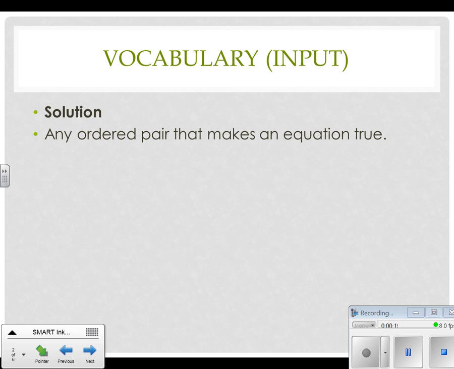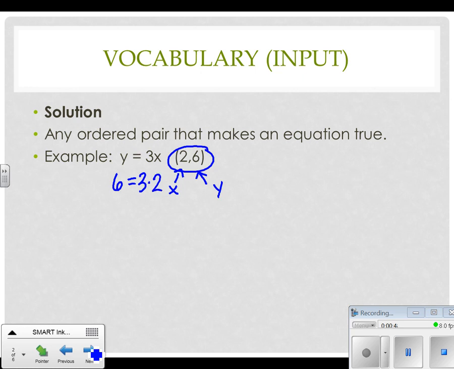A solution is any ordered pair that makes an equation true. For example, y is the same as 3x, which means y is the same as 3 times x. If we take this ordered pair, 2, 6, remember 2 is our x coordinate, and the 6 is our y coordinate. If we replace those numbers in this equation, y, which is 6, equals 3 times x, which is 2, that is true. We know that 6 is the same as 3 times 2. So that means 2, 6, that ordered pair, is a solution to the equation y equals 3x.